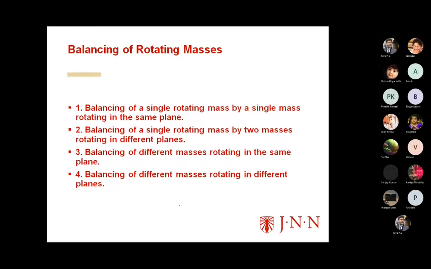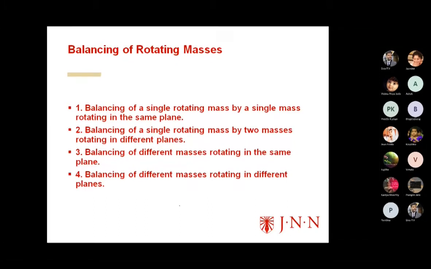Correct. So balancing of rotating masses, we already know. If due to the unbalancing of the system we add some particular mass, then what will happen? Whenever we add or attach some mass in a rotating shaft, it exerts some centrifugal forces. The shaft can be bent and produce vibration in it. Right? So this is centrifugal forces.